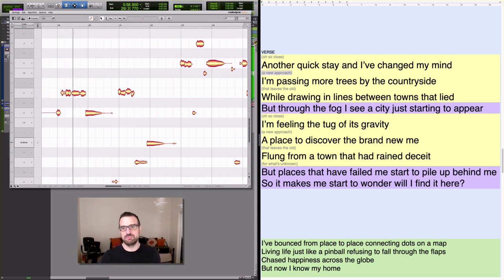Another quick state, I've changed my mind. I'm passing more trees by the countryside, while drawing in line between towns that lied.